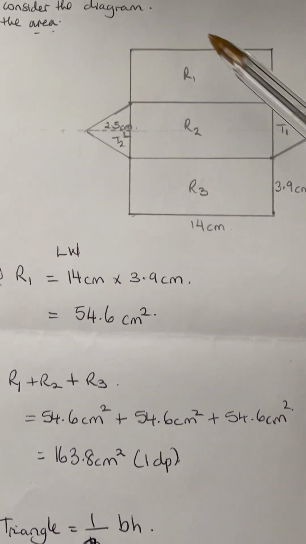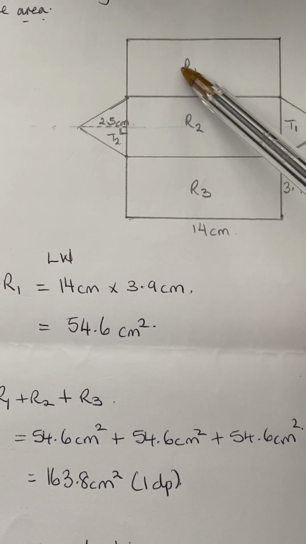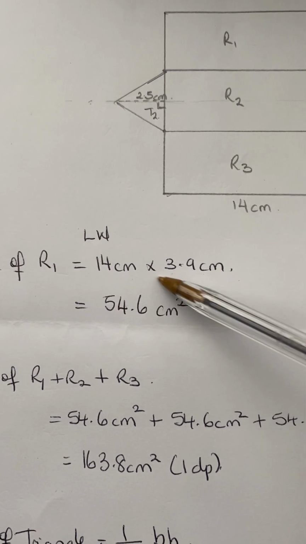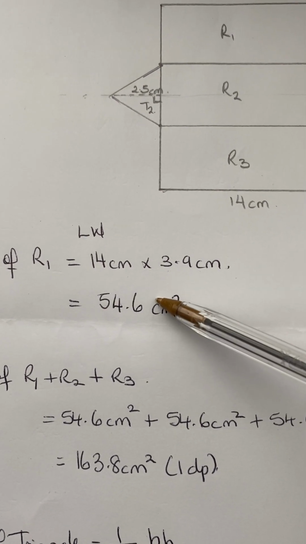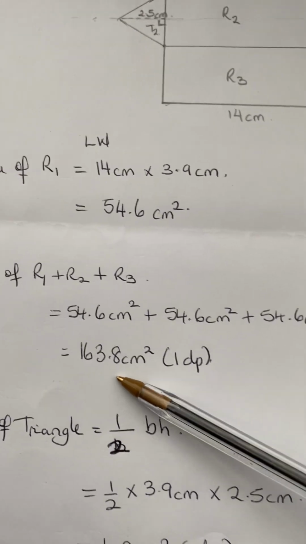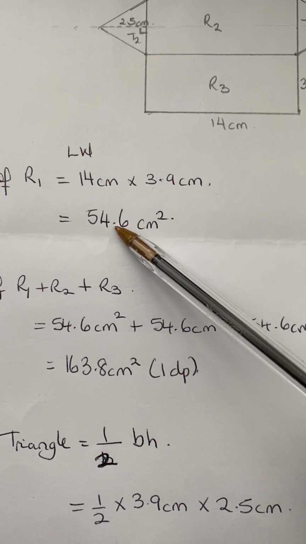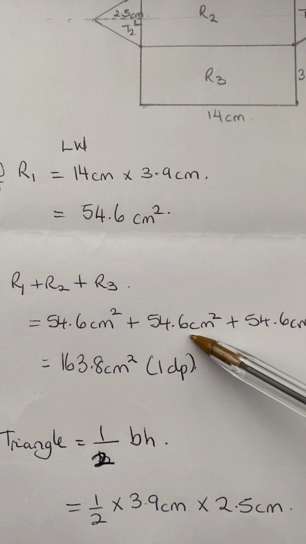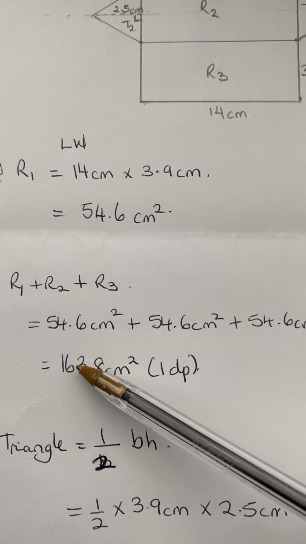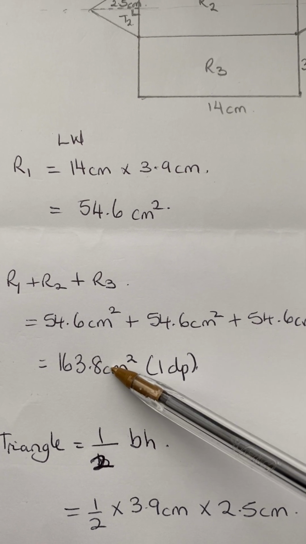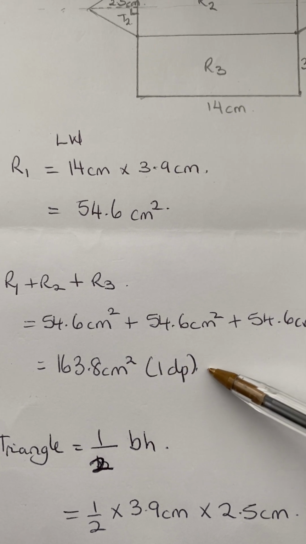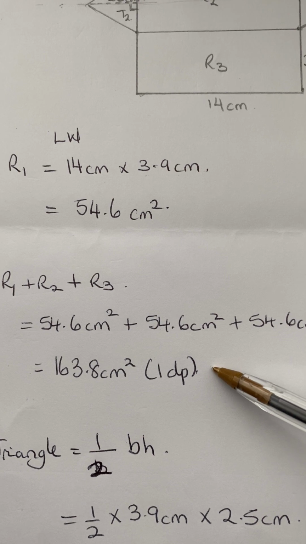So if I want to find the area of these three rectangles, I multiply this figure by 3. So if I multiply 54.6 centimeters squared by 3, I have 163.8 centimeters squared to 1 decimal place. Okay.